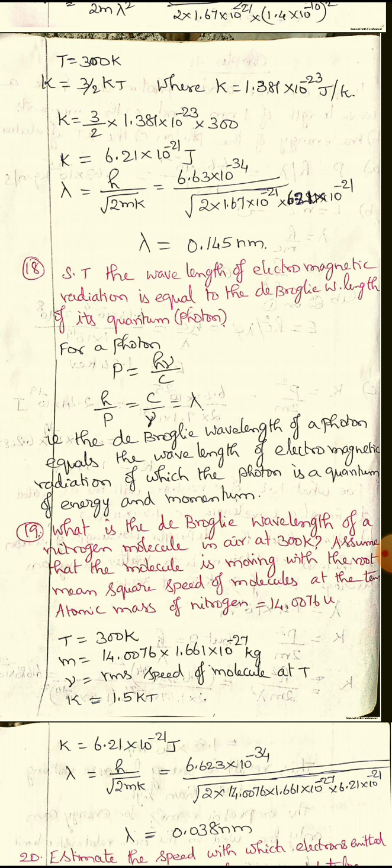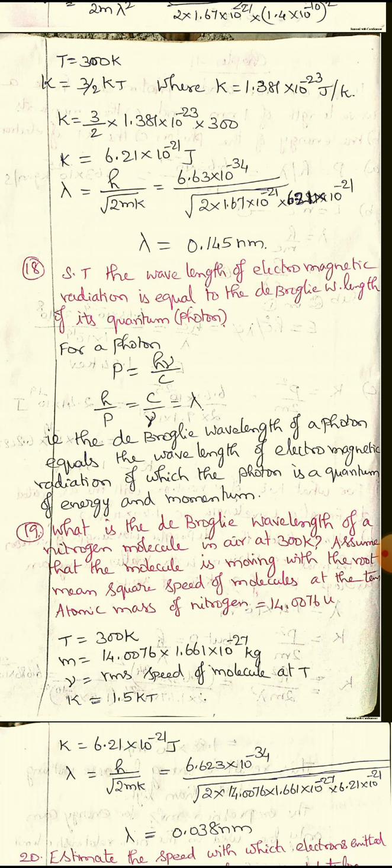18th problem. Show that the wavelength of electromagnetic radiation is equal to the de Broglie wavelength of its quantum photon. For a photon, p is equal to h nu divided by c. So h by p is equal to c divided by nu, which is equal to lambda. So the de Broglie wavelength of a photon equals the wavelength of the electromagnetic radiation of which the photon is a quantum of energy and momentum.